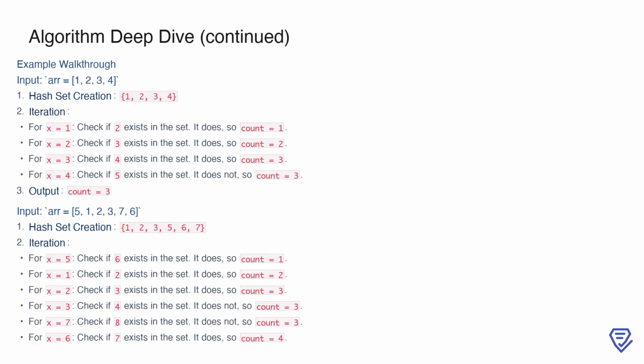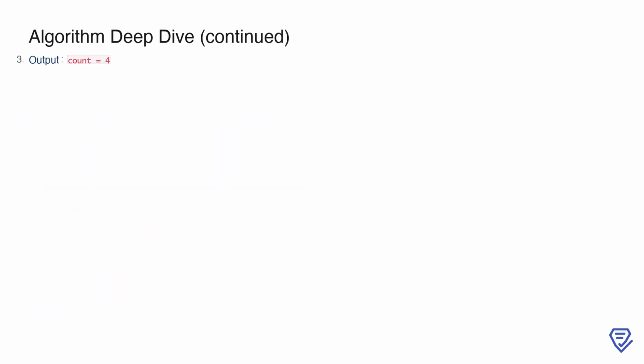For x equals 3, 4 doesn't exist, so the counter remains 3. For x equals 7, 8 doesn't exist, keeping the counter at 3. Finally, for x equals 6, 7 exists, so the counter becomes 4. The result for this input is therefore 4. In conclusion, the optimized approach outputs count equals 4 for the second example.